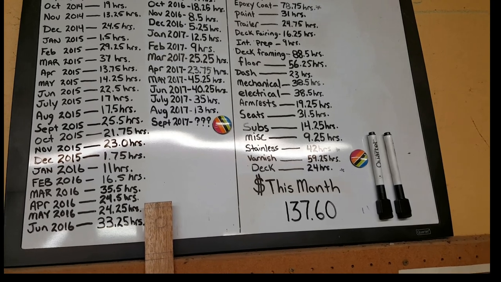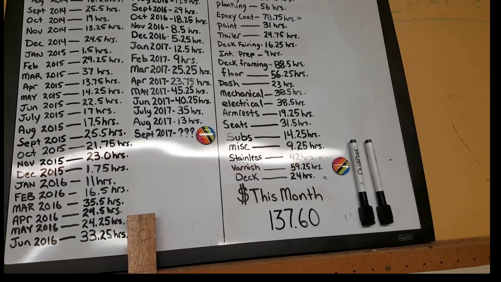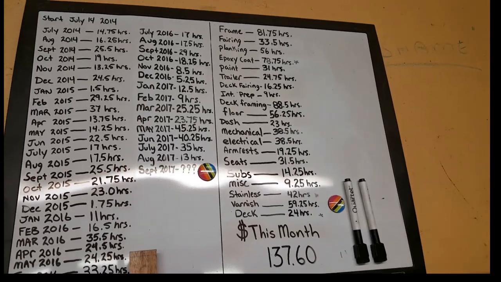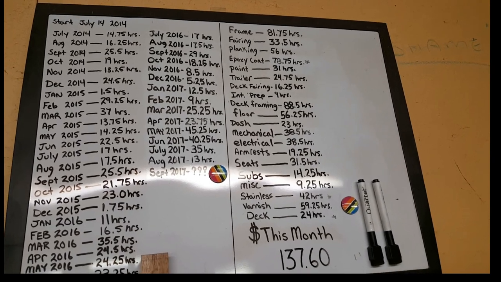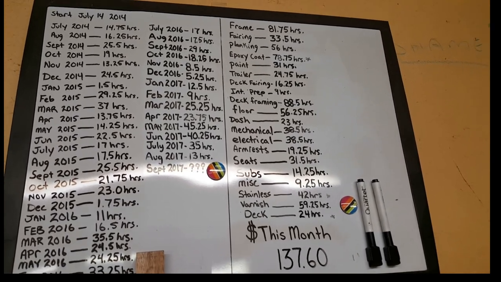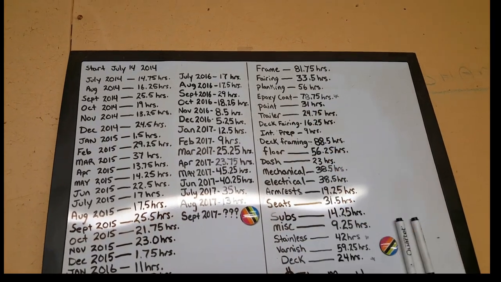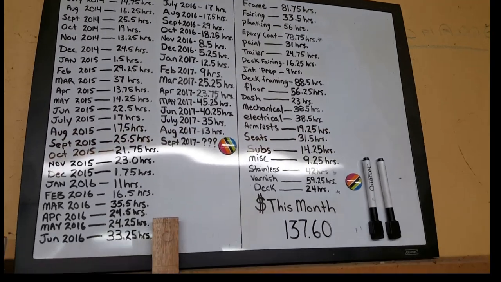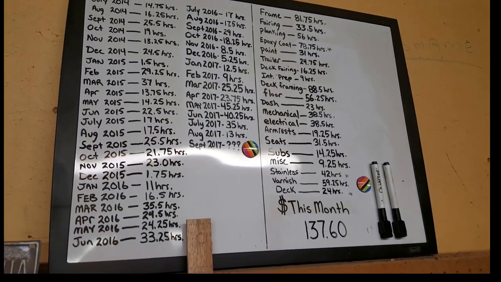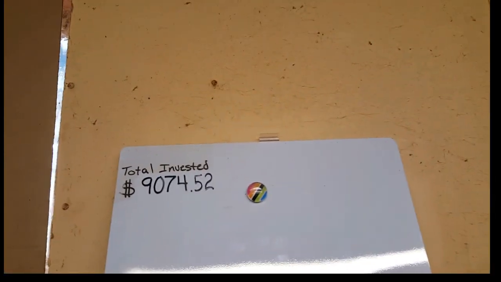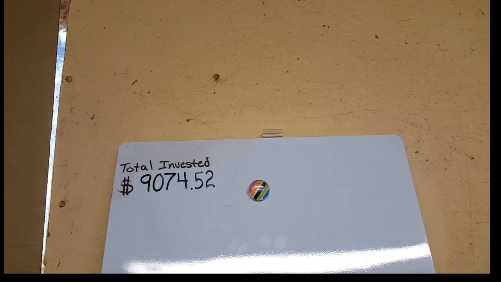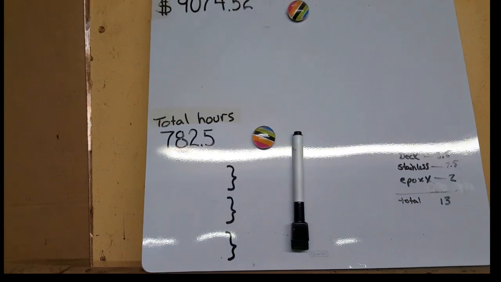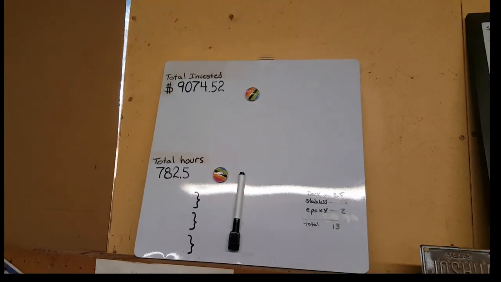hours on the deck. We had seven and a half into the stainless, so that brings our stainless up to 42 even, and that's right about what I thought it was going to take, about 40 hours to manufacture all the stainless parts. And then the last thing was 2 hours that went into the epoxy coat up here, and that brings us up to 78 and three quarters hours into the epoxy coat. So $137.60 brings us up to $9,074.52 invested, and 13 hours brings us up to 782 and a half hours. So that's where we are.